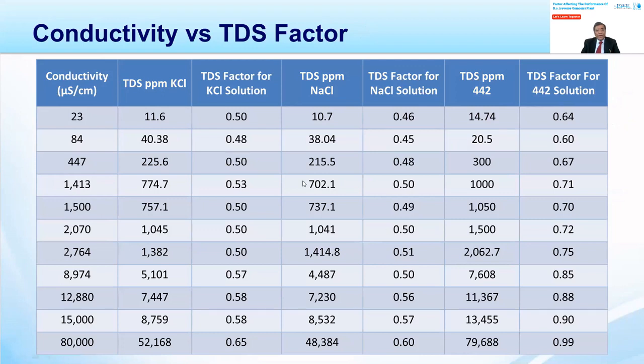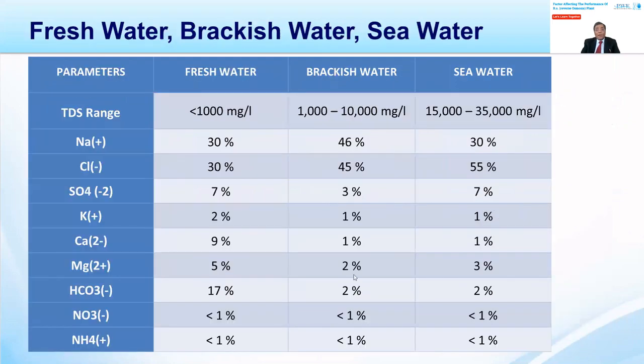This is also in relationship with the standard solution, which has been developed to reflect the relationship between the conductivity and the TDS. What is the composition of fresh water, brackish water, and seawater? Fresh water is basically tap water, which is potable, drinkable, and it's less than 1000 TDS, and its composition in percentage is tentative, which we have.